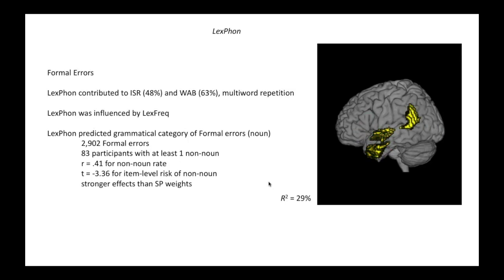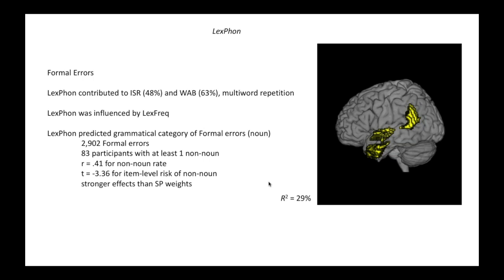For lexphon, these are formal errors. These are words that sound like the target and are real words, but not semantically related. So this contributed to the multi-word repetition scores. When you have to process multiple word forms, the word form ability is the most relevant. That's great. Also, it might be hinting at the possibility of detecting multi-word repetition deficits, which is a specific type of deficit that has been detected and described in the literature as resulting from multiple word forms competing and leading to problems when you have to produce multiple words. And so we're detecting that in a single word production task. It was only influenced by lexical frequency. That was the only thing we could find that influenced it, and it was strongly influenced by lexical frequency.